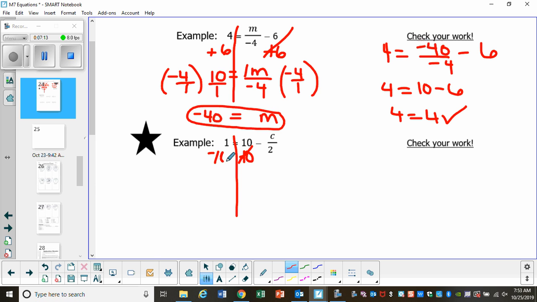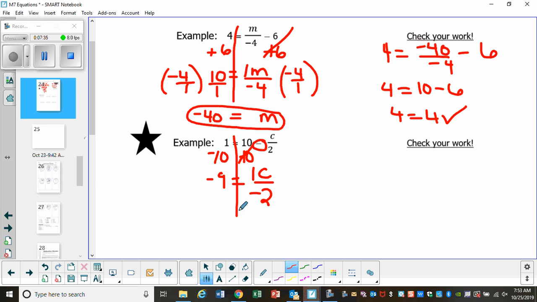I'm going to subtract 10. 1 minus 10 here is -9. And then I'm going to bring down the c over 2. But notice how there's a negative here. This minus means a negative. So when there is a negative there, I'm going to put it with the denominator so I don't forget about it. So when there's a minus sign, put it with the denominator so you don't forget about it.